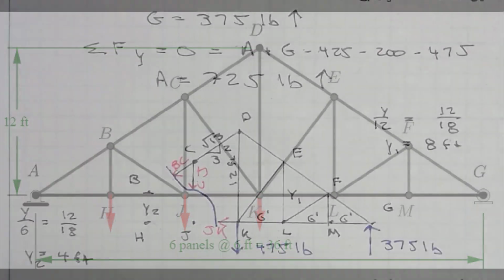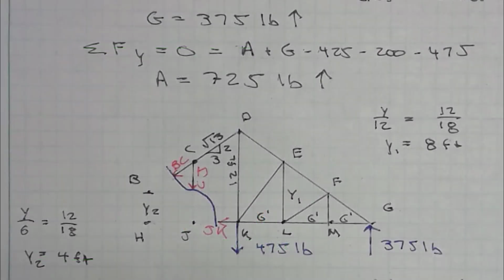All right, so here we've got the free body diagram with that section drawn, and we've identified our reactionary forces, 375 at G, the applied load 475, and also indicated the unknowns, BC, CJ, and JK, indicating them all in tension initially, as a matter of convenience, so that if we get a negative number, we just reverse that to compression. I've also thrown down some dimensions there.